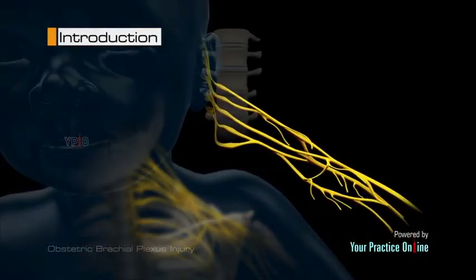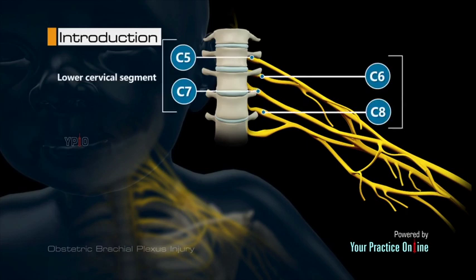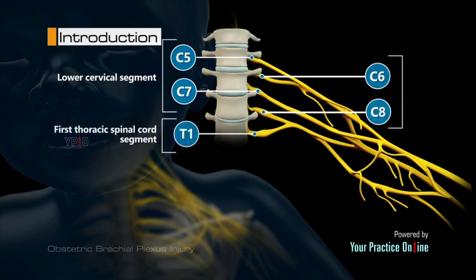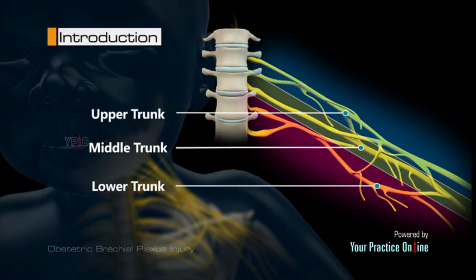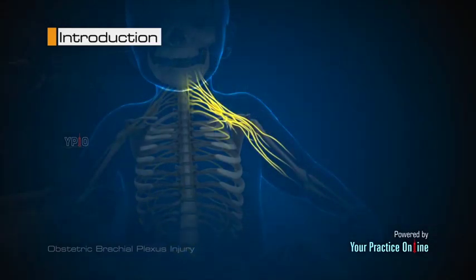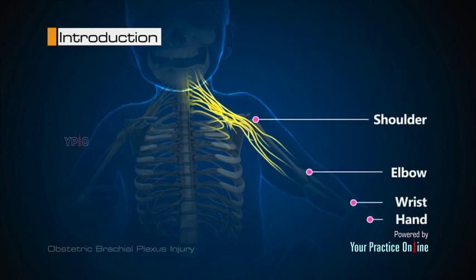The brachial plexus consists of 5 nerve roots. These include nerve roots from the lower cervical segment of the spinal cord known as C5, C6, C7, and C8, and a nerve root from the first thoracic spinal cord segment known as T1. These nerves join to form the upper, middle, and lower trunks of the brachial plexus, which split into nerves that supply your upper limbs, controlling your shoulder, elbow, wrist, and hand.